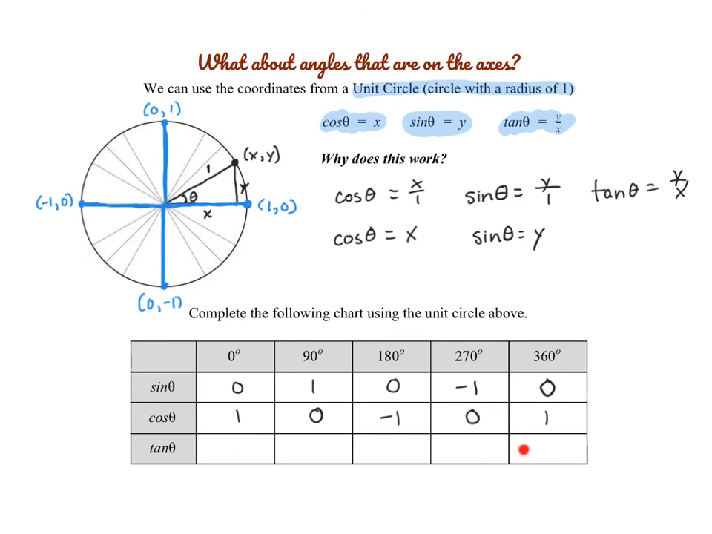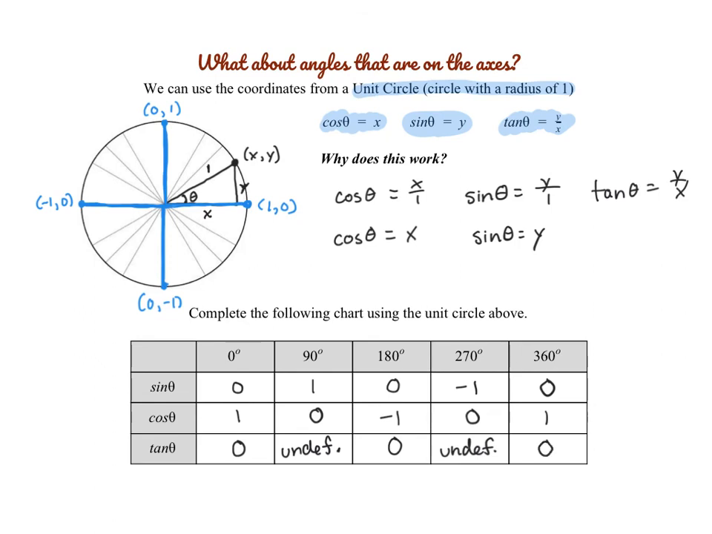Okay, so let's finish filling out our chart. Again, we're going to be doing our y value over our x value. So for 0, we do 0 over 1, which is 0. So the tangent of 0 is 0. For 90, it's 1 over 0, which is undefined. So the tangent of 90 degrees is actually undefined. For 180, it's 0 over negative 1, which is 0. And for 270, again, we have negative 1 over 0, which is undefined. And then back to 360, we have 0 over 1, which is 0.